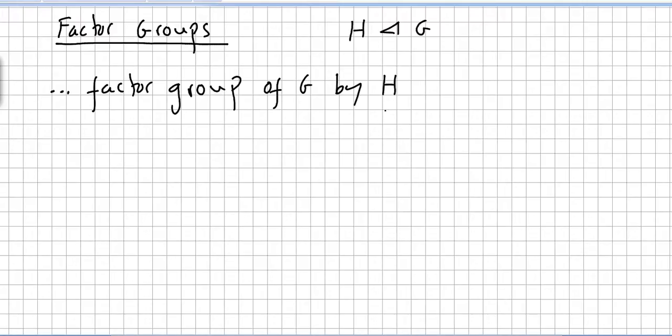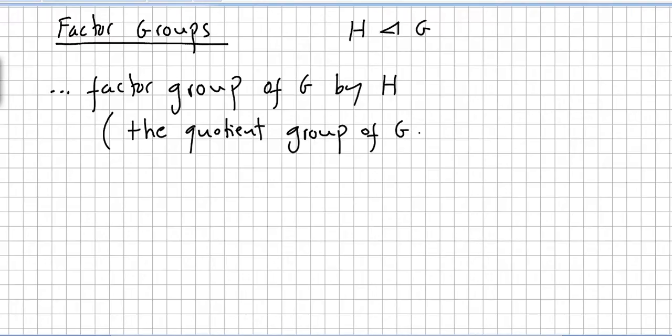This is also called the quotient group of G by H. I think I will end up calling it factor group. So this will be the set of left or right cosets of H in G.